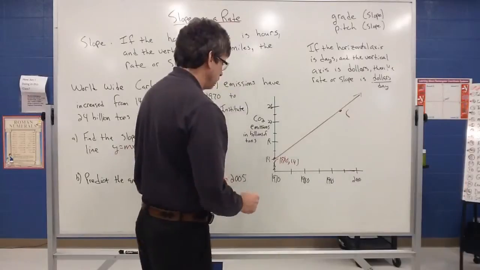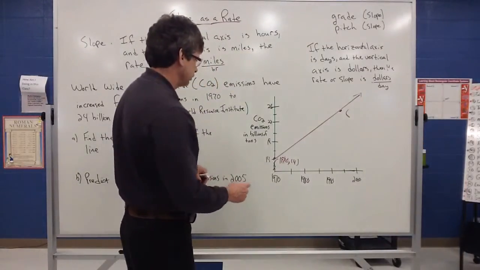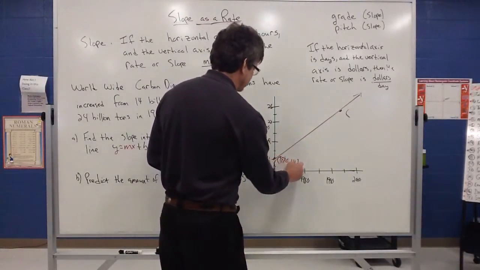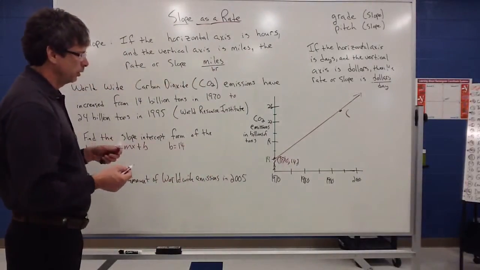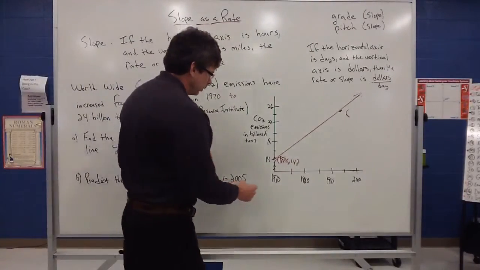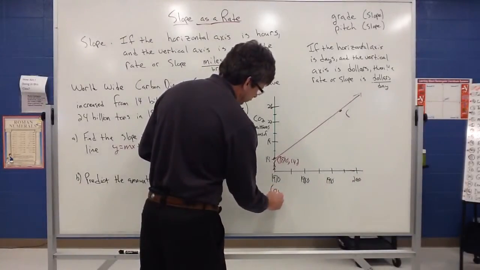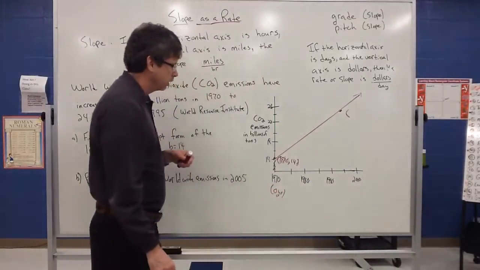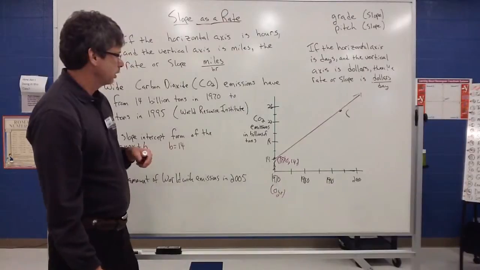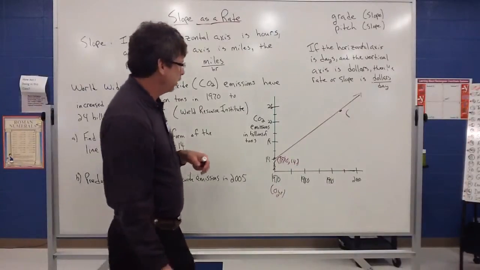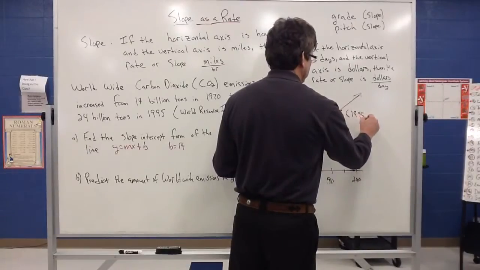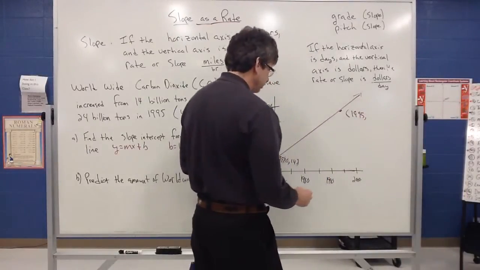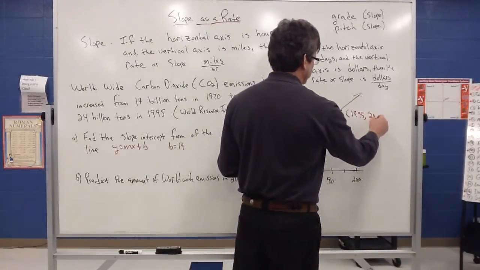That's an interesting thought here, since we started in 1970. That's going to be actually our 0 year. So 1970 is actually going to be considered our 0 year in our problem. And then we have 1995, and that's going to go to 24 billion tons.